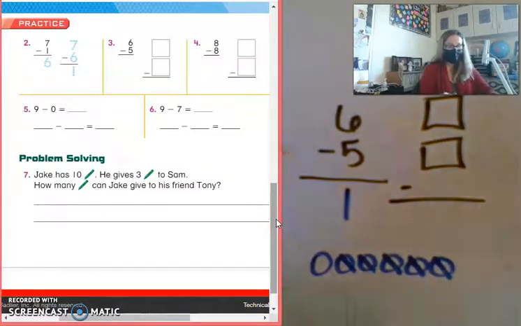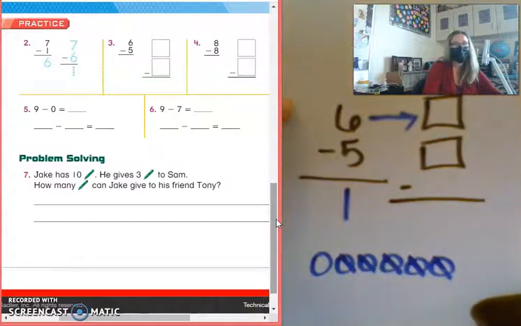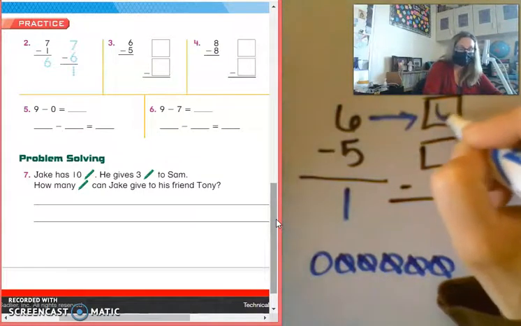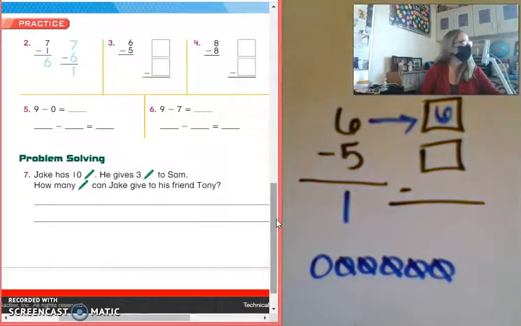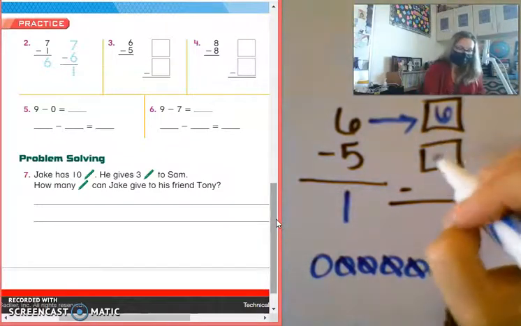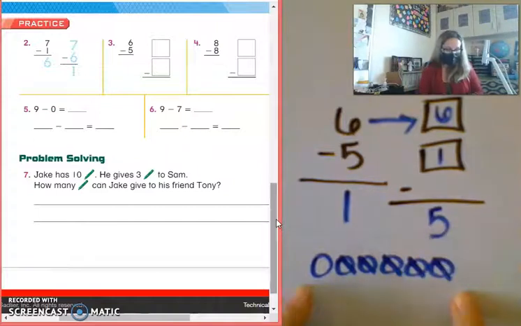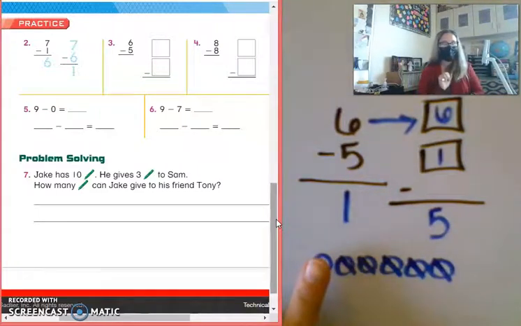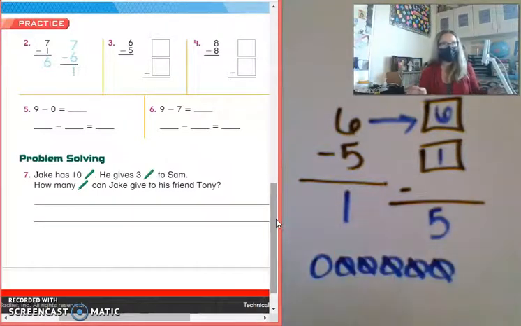1. Now I know that 6 has to stay in the top because my big number in subtraction always comes first. So what two numbers am I going to flip-flop? Dominic, what two numbers am I going to flip-flop? The 1 and the 5. So I'll put the 1 here and the 5 there. Does it still make sense? If I have 6 and I take away 1, do I have 5 left? Yeah. If I have 6 and I take away 5, do I have 1 left? Yeah. It works. They are related.